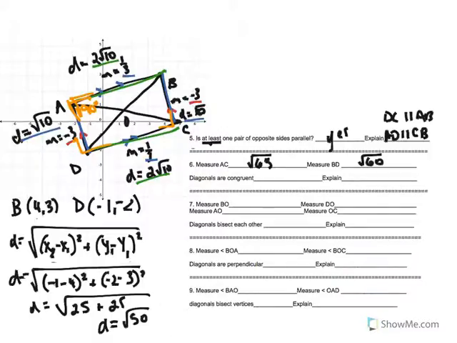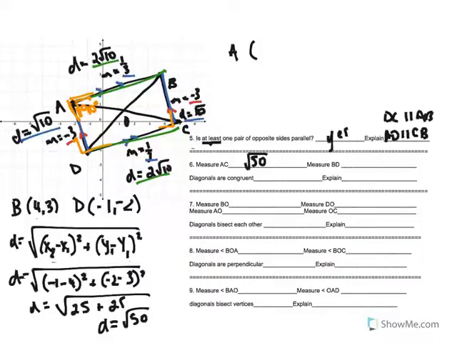Oh wait, these should be equal. I must have made a mistake here. Let's see. -2 minus 3. Oh, I see what happened here. So A was actually -2, 1. So this here will be the square root of 50. I'll show you why. Look. If we thought A was -3, 1, I just read the picture wrong.